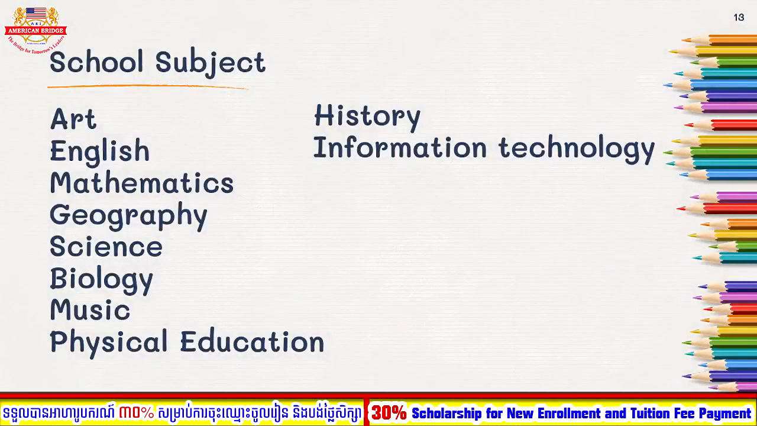Our vocabulary for today, teacher wants you to know about the school subjects that we have in here. The first one is art, English, mathematics, geography, science, biology, music, physical education, history, information technology, right? I hope that you remember some vocabulary in here and some you are not clear yet about. Teacher will explain you one by one regarding our vocabulary for today. Now let's read one more time with teacher all together. Okay, now let's start.